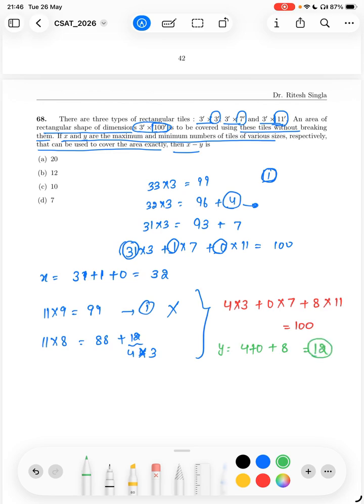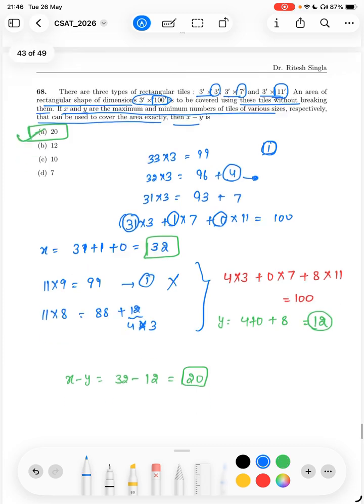So at least we require 12 tiles to cover this field, and at max we require 32 tiles to cover this field. So the difference x minus y will be 32 minus 12, which is 20. So option A is the correct answer. Fine. Let us move to the next question.